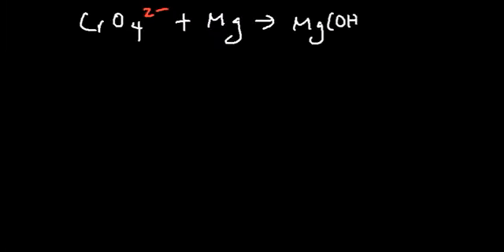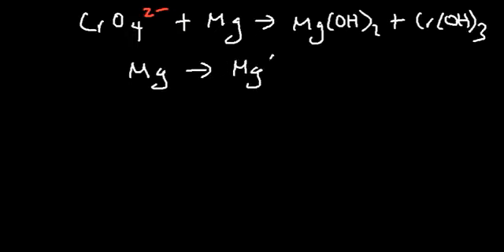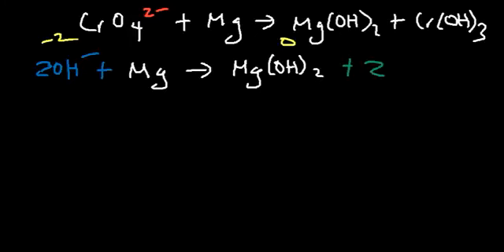So let's try another example. So chromate plus magnesium converted into magnesium hydroxide and chromium hydroxide. So let's start with magnesium. So we can see that we need 2 hydroxide ions on the left. And the total charge on the left side is -2. It's 0 on the right side. So 0 is higher than -2. So we're going to add 2 electrons to the right side.